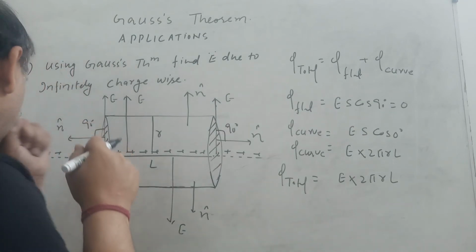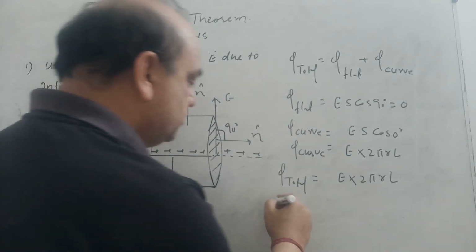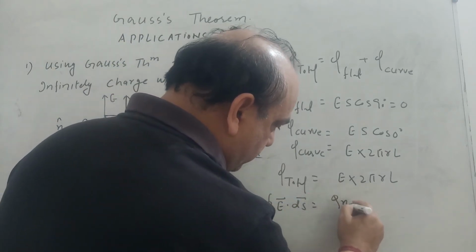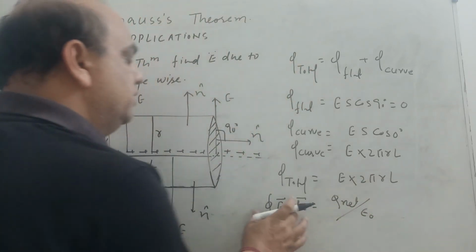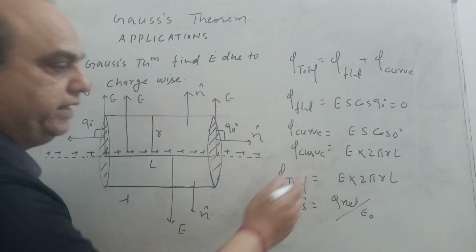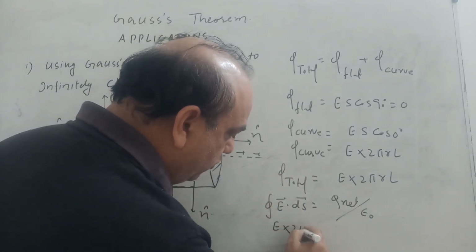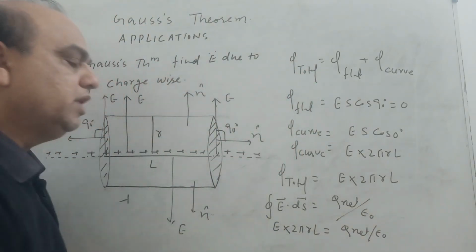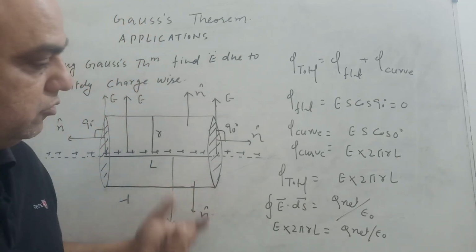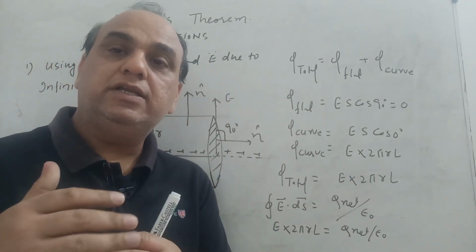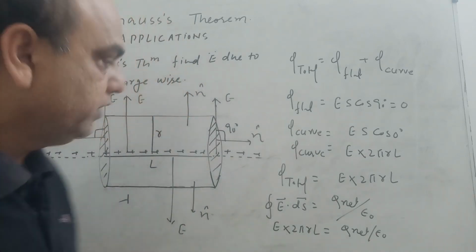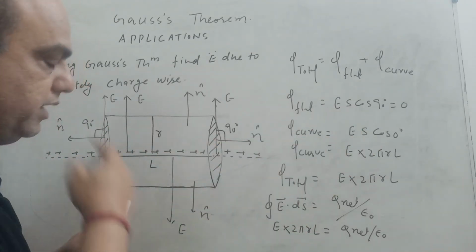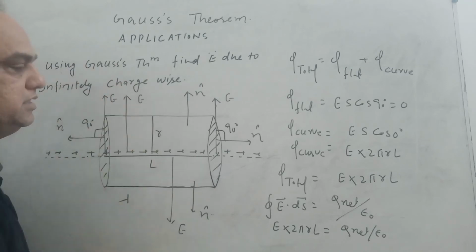Last step, we have to apply the Gauss theorem. So Gauss theorem is integral E dS is Q net by epsilon naught. This represents the total flux which we have already calculated. E into 2 pi R L is Q net by epsilon naught. Now see here, we have to calculate the net charge. Which net charge? That which is inside the Gaussian surface. Here our Gaussian surface is this cylinder. We are not interested in the total charge. We are interested only in the charge lying inside the Gaussian surface.